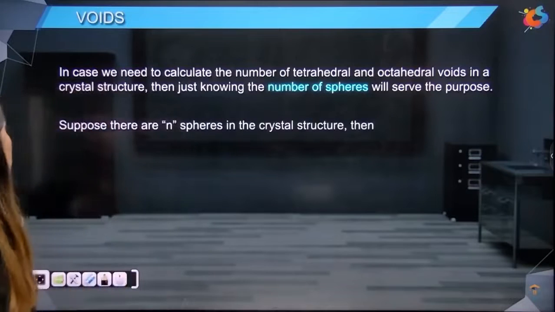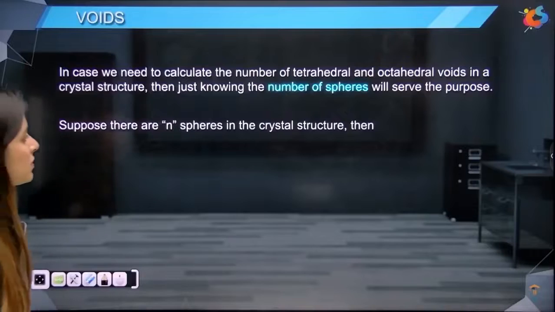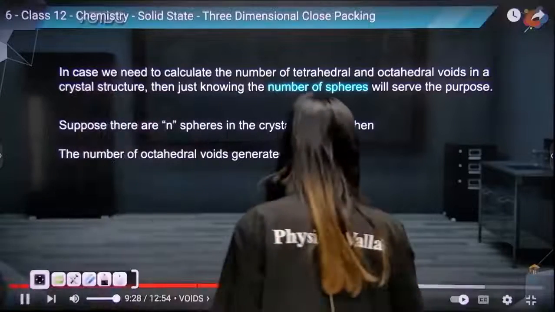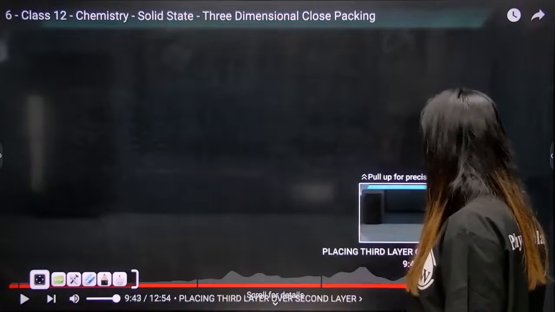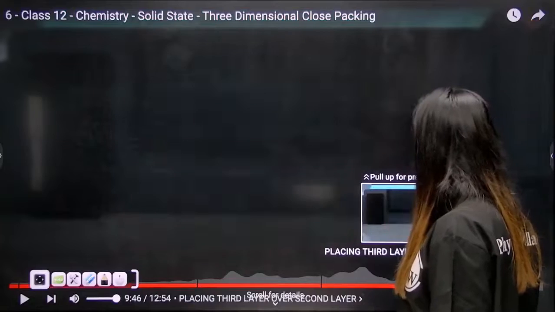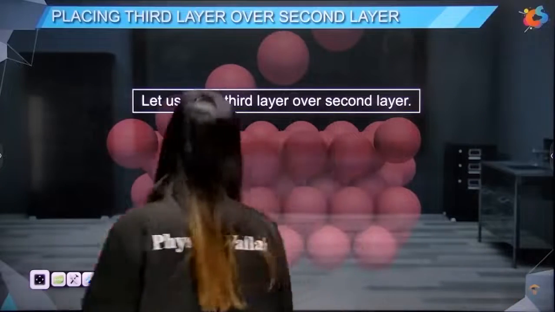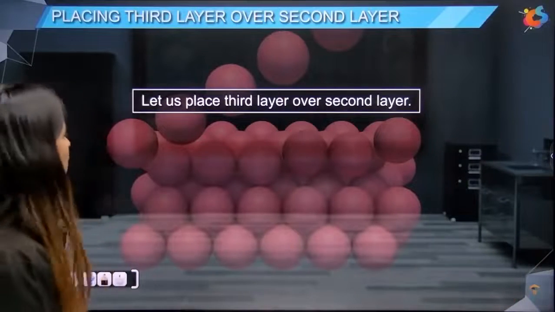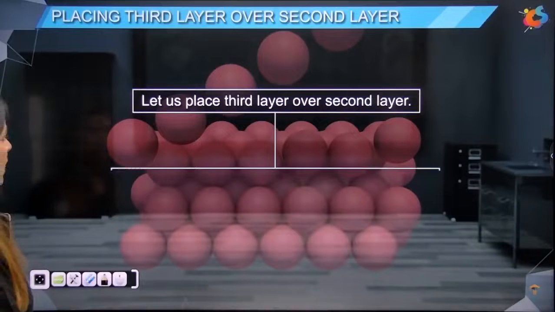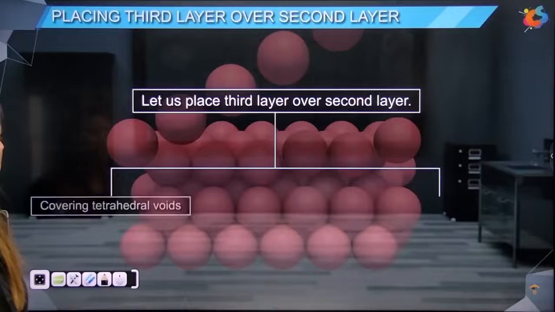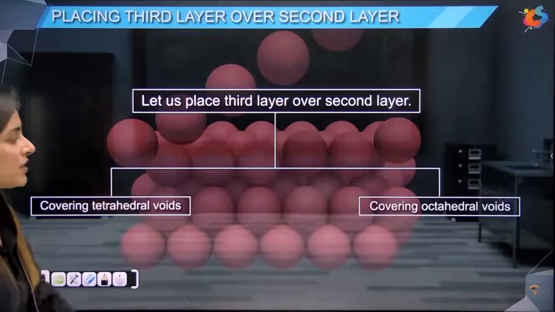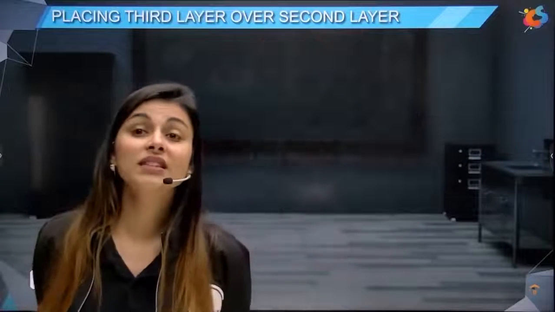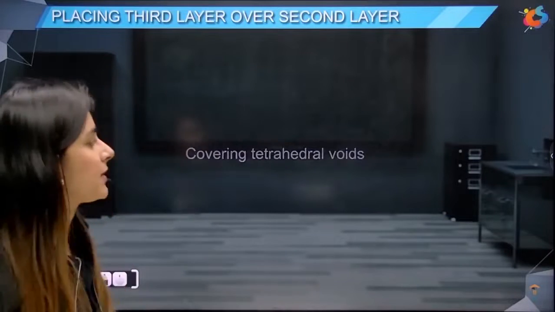Suppose there are n spheres in the crystal system. No, we don't need this discussion. We just want to see the voids and layering. So now let's talk about the layering here. Let us place the third layer over the second layer now. One layer will be covering only tetrahedral voids and the other would be covering the octahedral voids, and this will give you your FCC lattice.